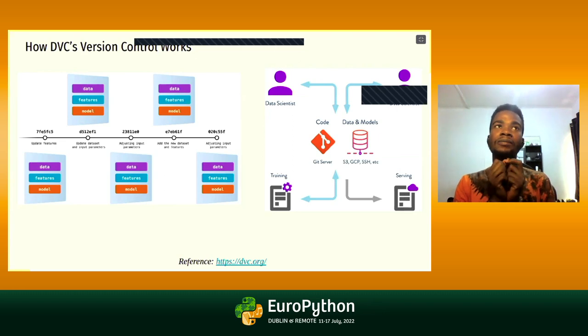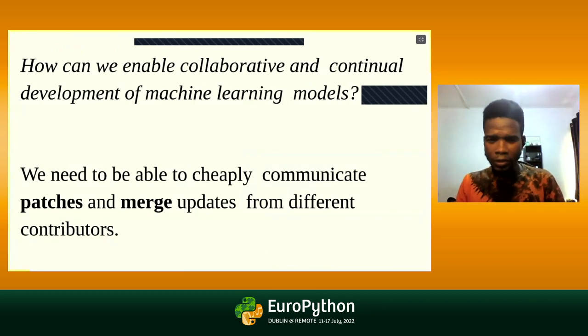Let's say we have different models being improved on in that same model. DVC cannot merge that updated model with the existing version of that model, right? It's going to have to create a new update for the changes that have been made. So that's why DVC is not suitable for the kind of open source functionalities that we want to build open source models. And so the big question is this: how can we enable collaborative and continual development of machine learning models?